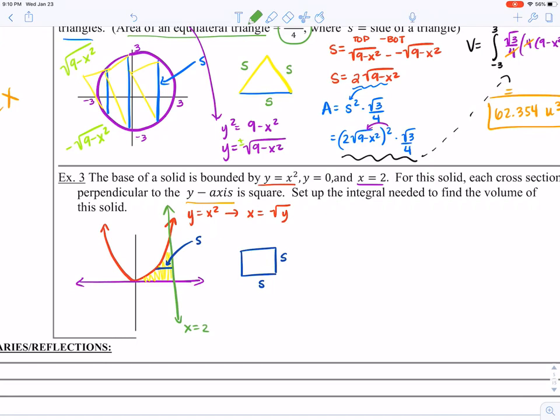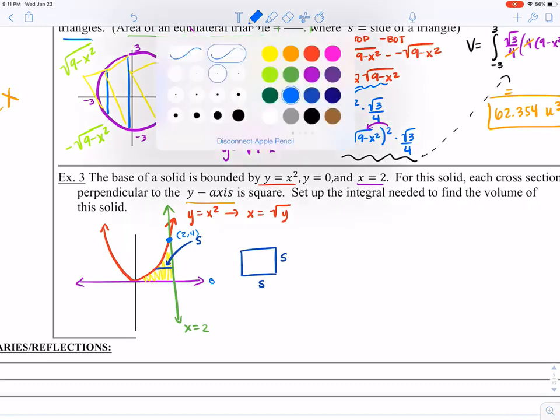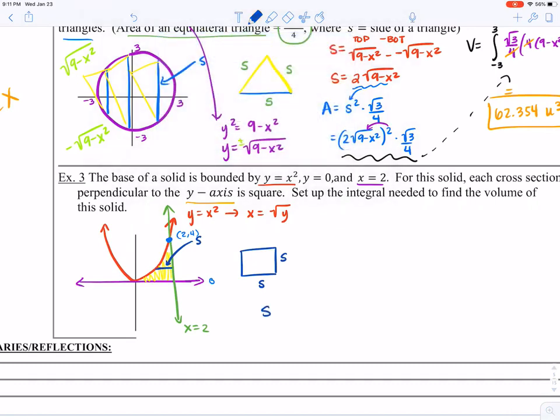And so what we need to do is figure out where we're going to set up our integral from. Remember that our integral will be y values. So we need to go from our bottom y value, which is clearly 0, and our top y value has to be this point right here. Well, if I plug in 2 into my function, this is clearly the point 2, 4, okay?